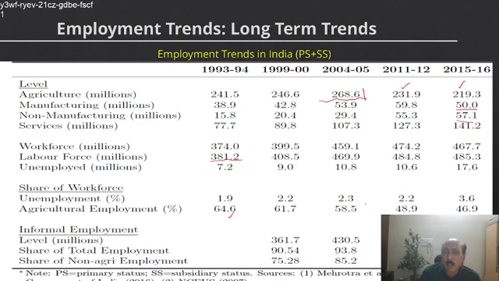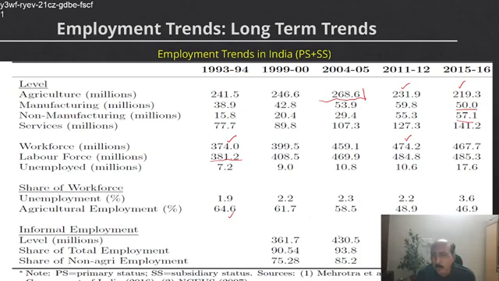The other important point which needs to be noticed from this table is that the workforce was consistently rising from 374 million in 1994, and it increased to 474 million in 11-12. But thereafter, it started declining. The workforce itself is declining. It means the number of people employed has declined. This is a very, very important trend which emerged after 11-12.